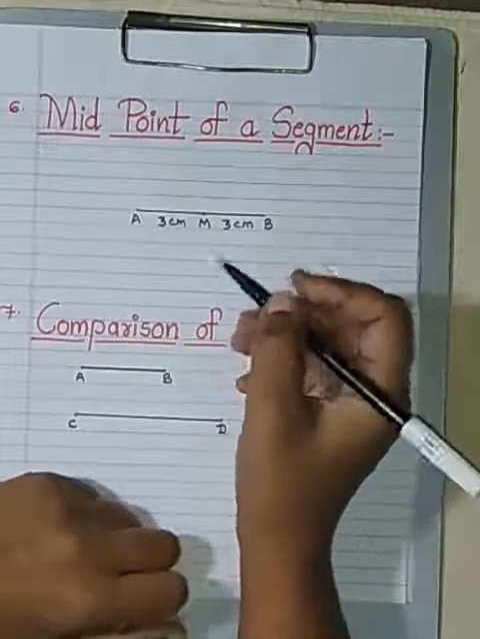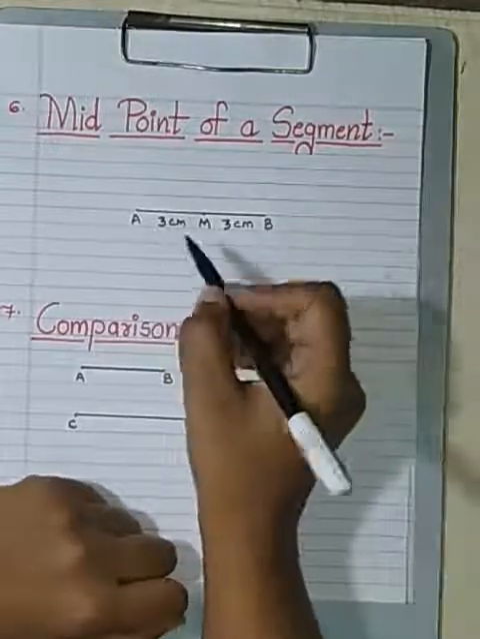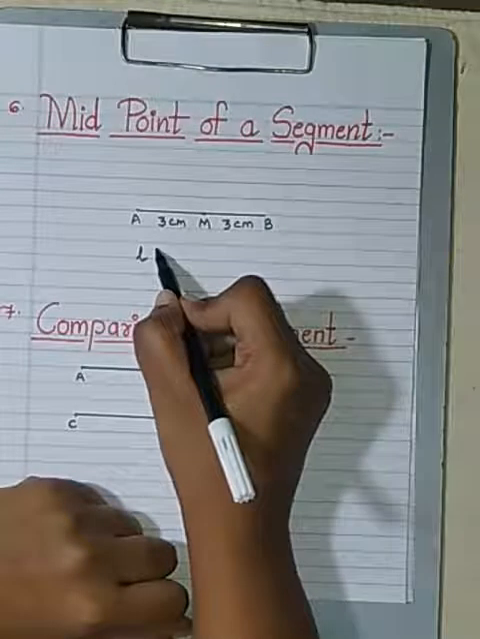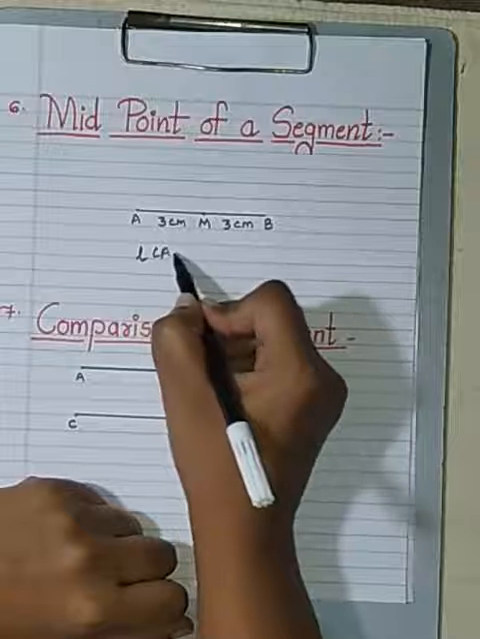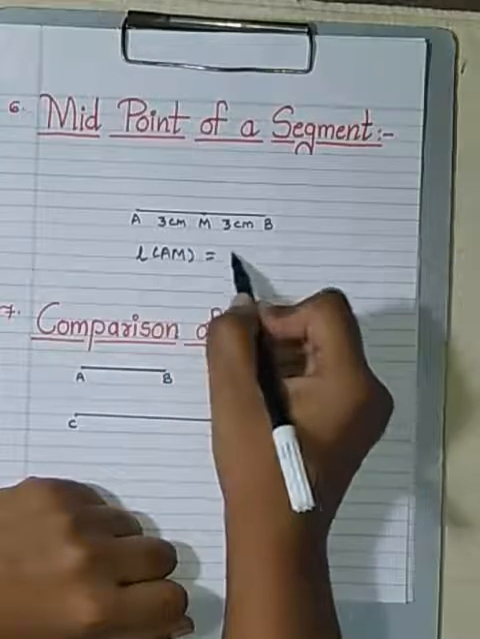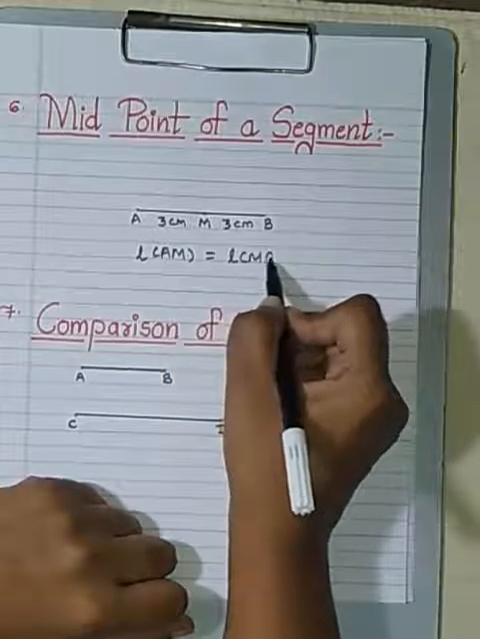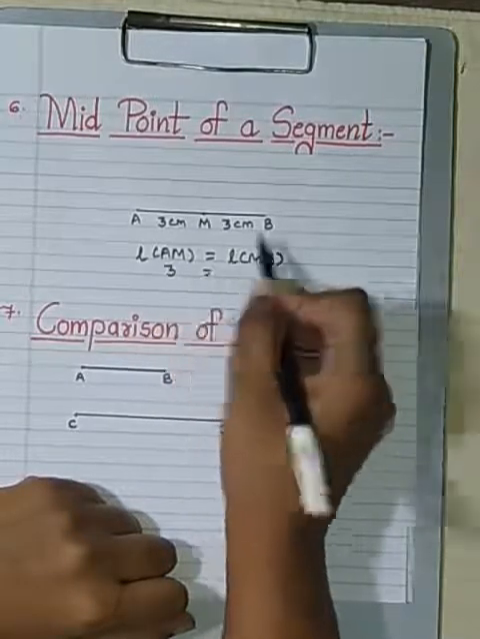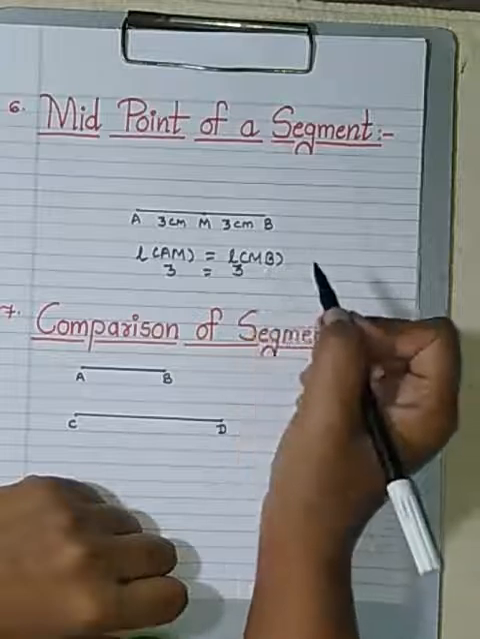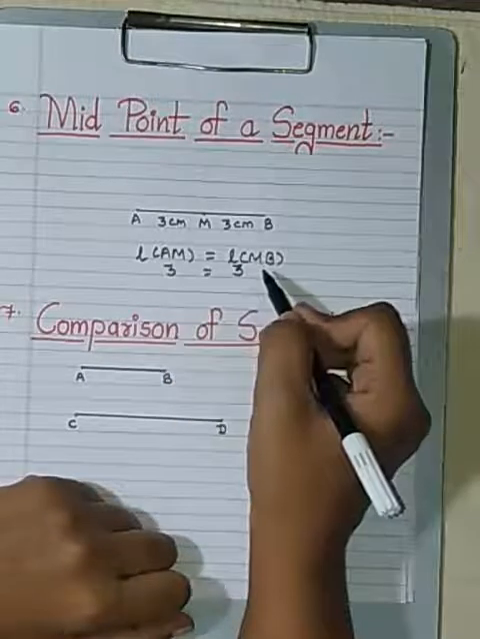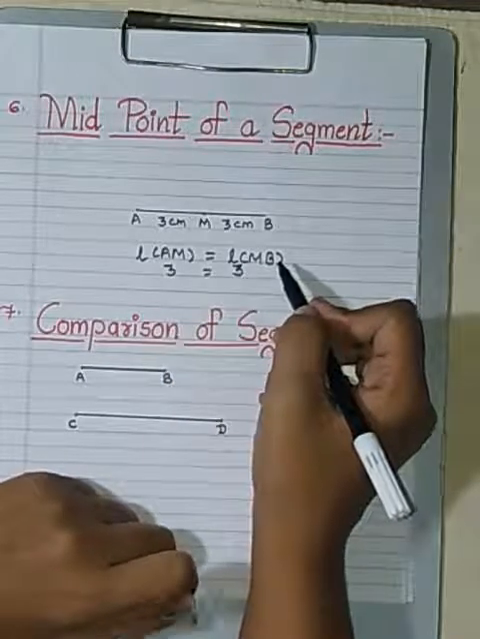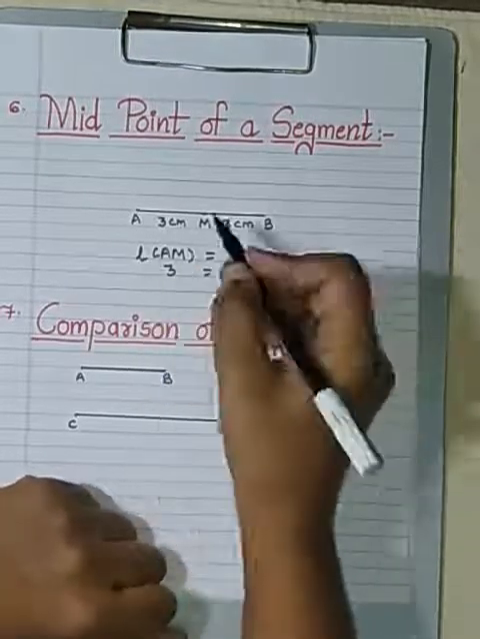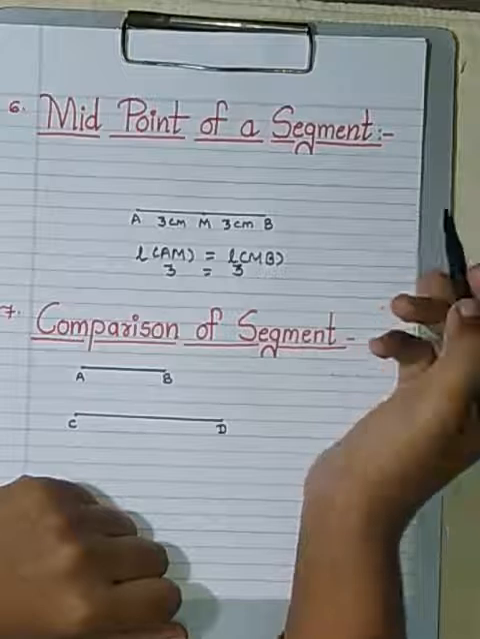We can also write it down as length AM is equal to length MB. How much is length AM? It is 3 centimeters and MB is 3 centimeters. Therefore you can say length AM is equal to length MB. Every segment has one and only one midpoint. Remember that every segment has one and only one midpoint.